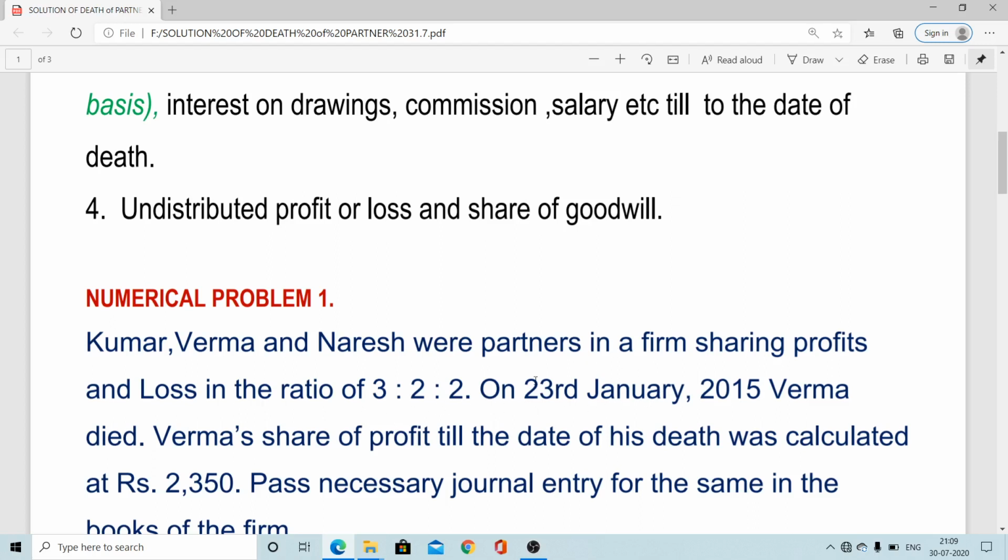On 23rd January 2015, Bharma, that is the second partner, died. So the deceased partner is Bharma, and here the profit is already provided. Bharma's share of profit till the date of his death was calculated at rupees 2350. Pass the necessary journal entry.